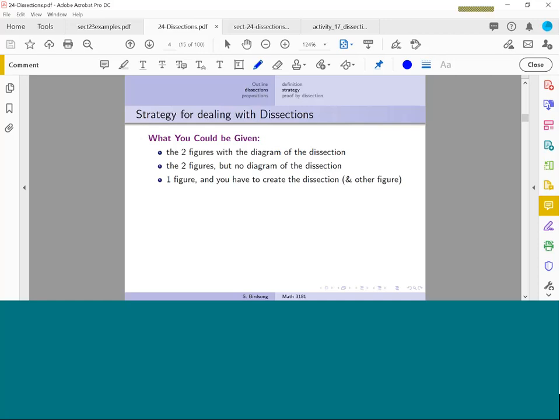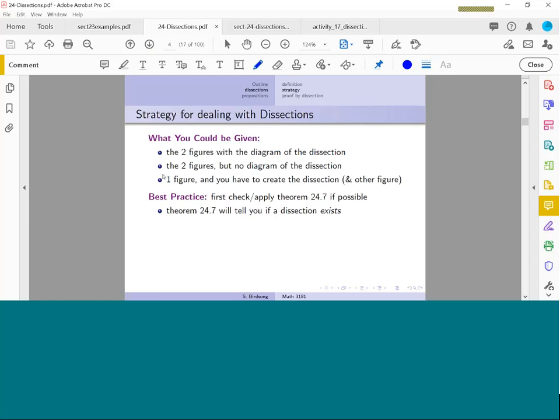And the third one, which is what we're going to talk about today because it's the most complicated, is you're given one of the figures and you're not given the second figure. You have to figure out what it's going to be equivalent to and how to dissect it into that other figure.